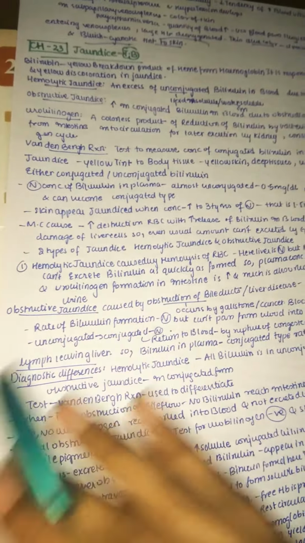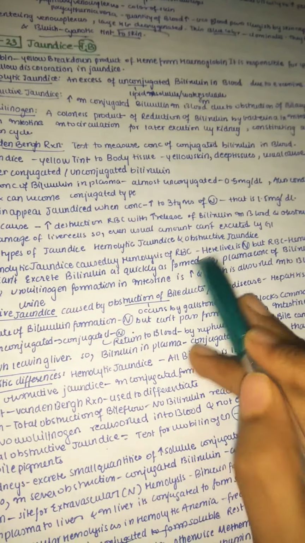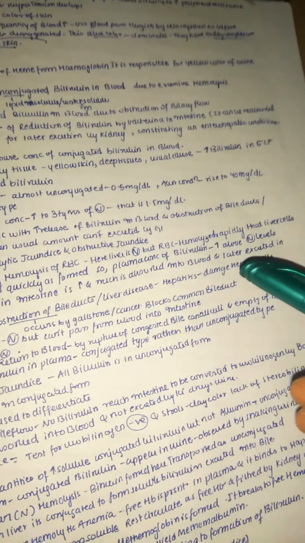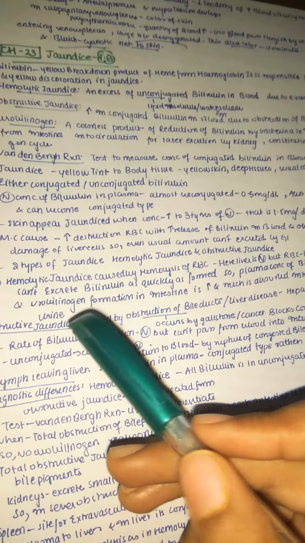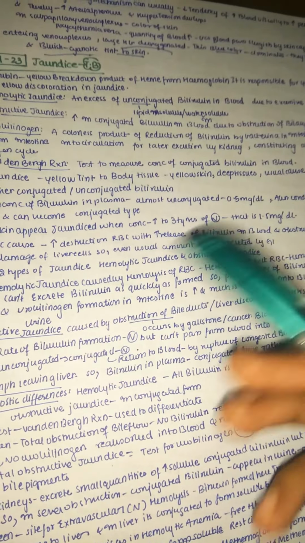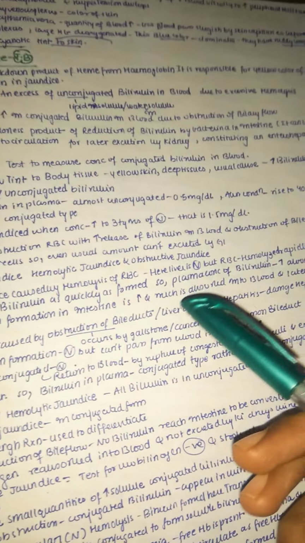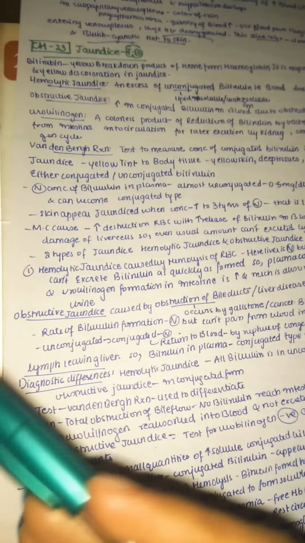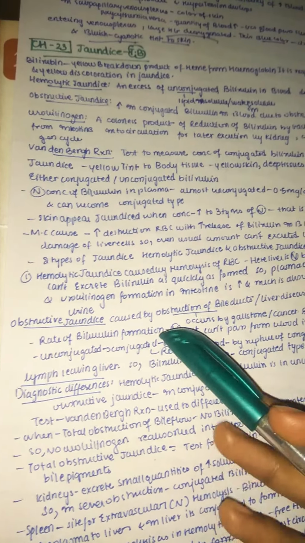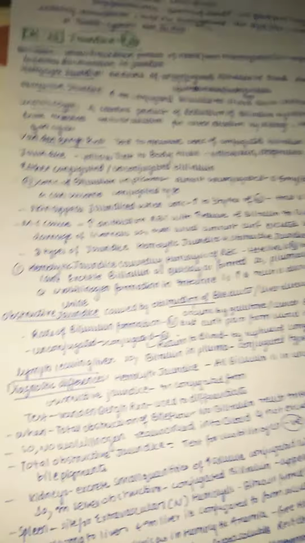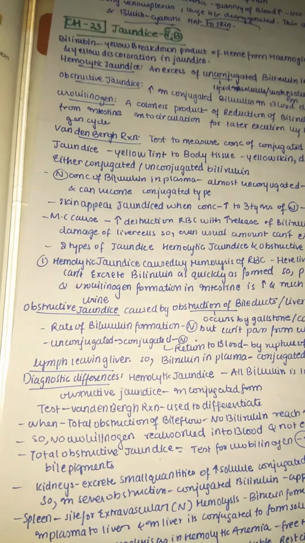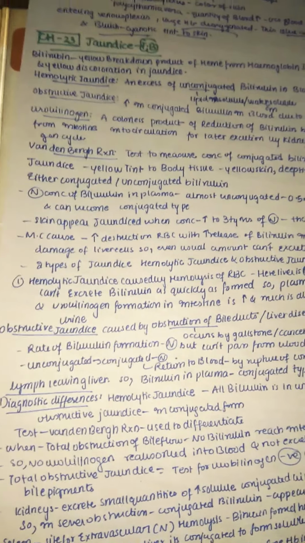So hemolytic jaundice is mainly caused by the hemolysis of RBC. Here the liver is normal, but the RBCs are hemolyzed so rapidly that the liver cells can't excrete the bilirubin as quickly as these hemolytic products are formed. So the plasma concentration of bilirubin is very high, above the normal levels, and urobilinogen formation in the intestine is also very much increased. So remember that even in hemolytic jaundice, urobilinogen is also greatly increased. And the unconjugated bilirubin is increased.